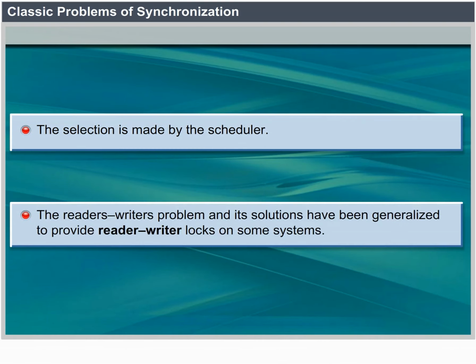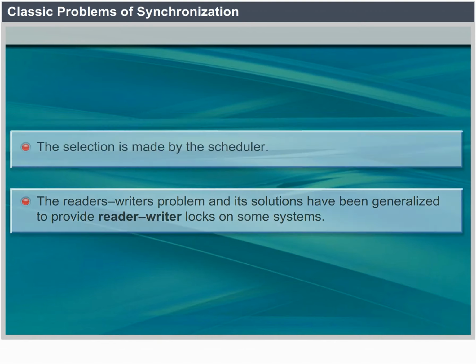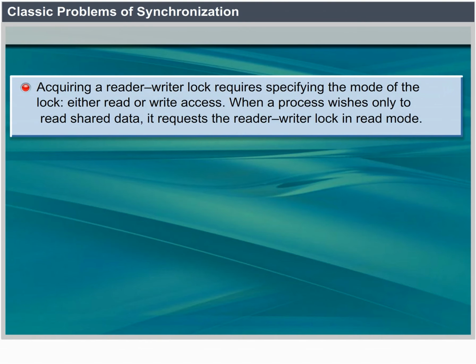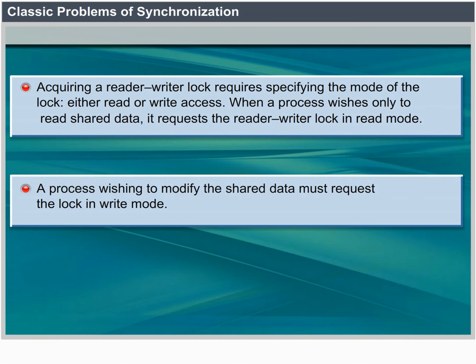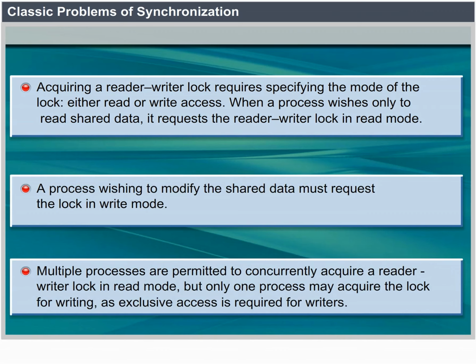The writers-readers problem and its solutions have been generalized to provide reader-writer locks on some systems. Acquiring a reader-writer lock requires specifying the mode of the lock, either read or write access. When a process wishes only to read shared data, it requests the reader-writer lock in read mode. A process wishing to modify the shared data must request the lock in write mode. Multiple processes are permitted to concurrently acquire a reader-writer lock in read mode, but only one process may acquire the lock for writing, as exclusive access is required for writers.